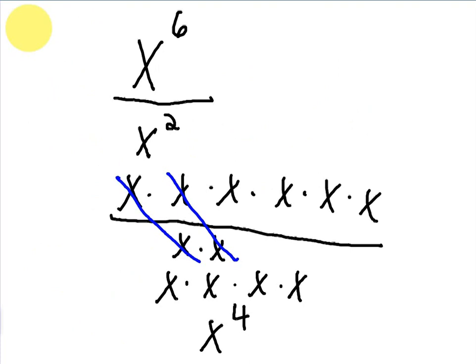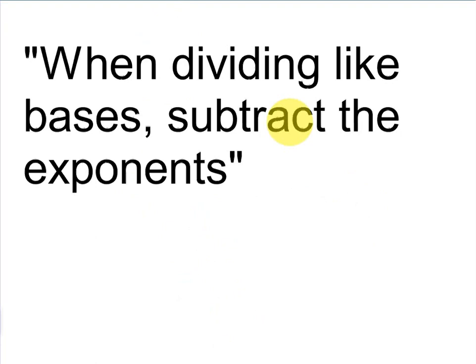Let's look at a variable, since we need to generalize this. Let's say we had x to the 6 over x squared. So we'd have 6 x's on top multiplied by themselves and 2 on the bottom. Again, we can see that those 2 x's on the bottom are going to cancel with 2 on the top. We're going to be left with 4 x's. And we know x times x times x times x is just x to the 4th. So again, if we just subtract 6 minus 2, subtract the exponents, we get the final answer of x to the 4th. Again, when dividing like bases, subtract the exponents.